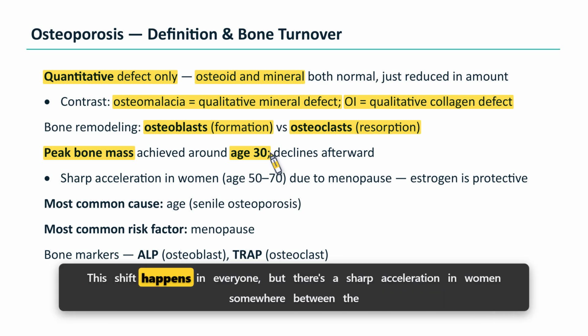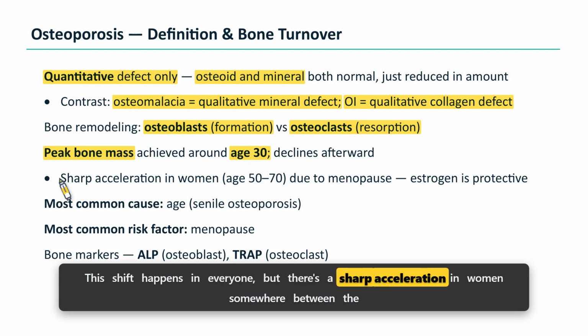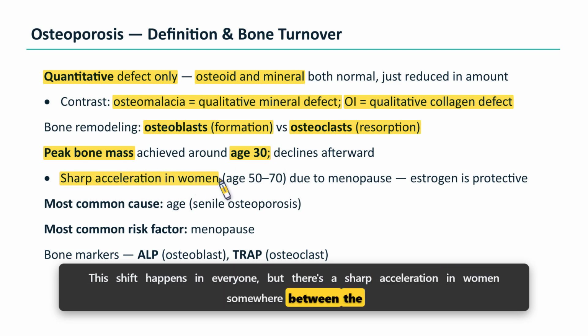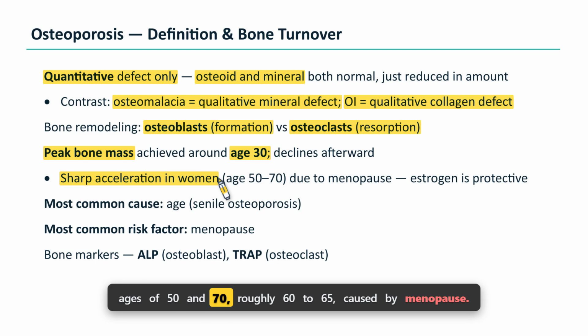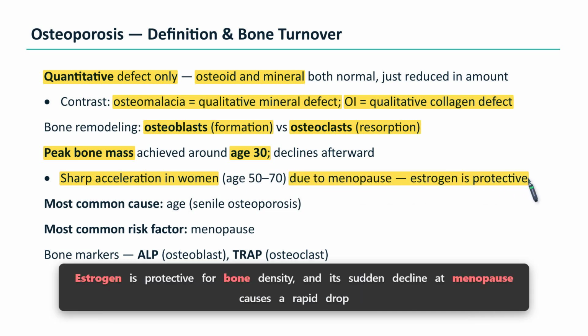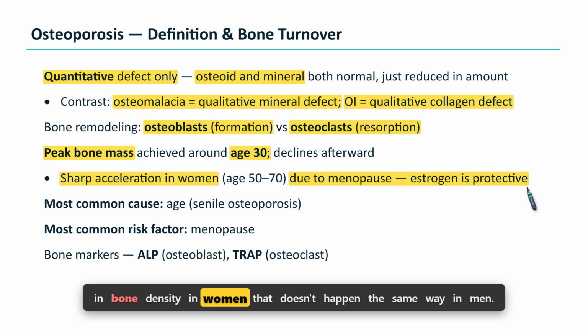This shift happens in everyone, but there's a sharp acceleration in women somewhere between the ages of 50 and 70, roughly 60 to 65, caused by menopause. Estrogen is protective for bone density, and its sudden decline at menopause causes a rapid drop in bone density in women that doesn't happen the same way in men.